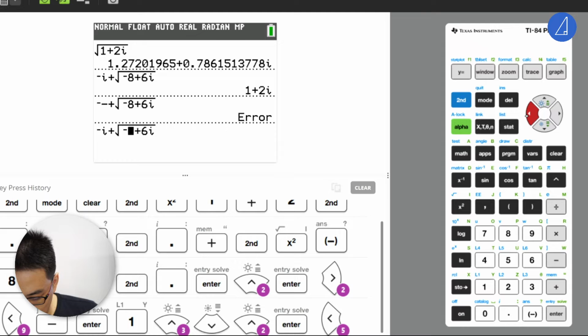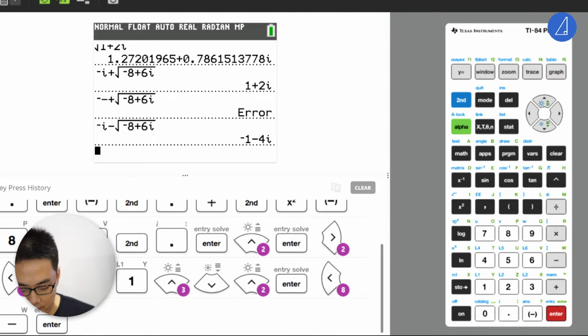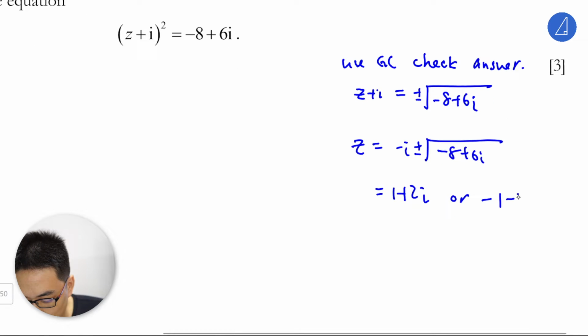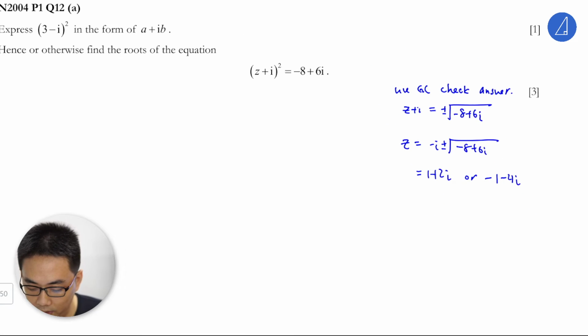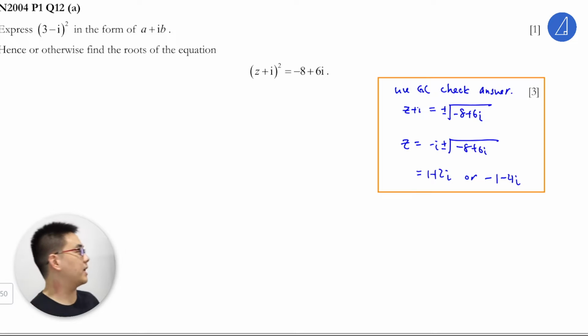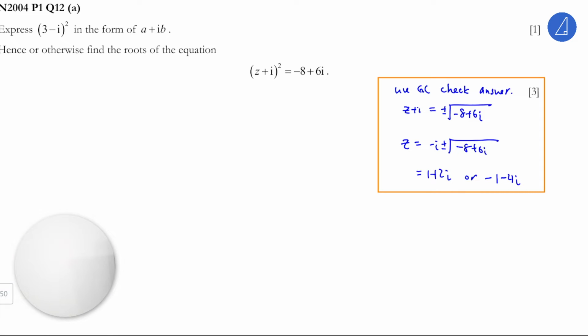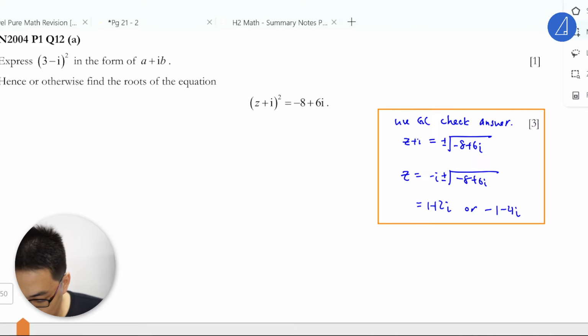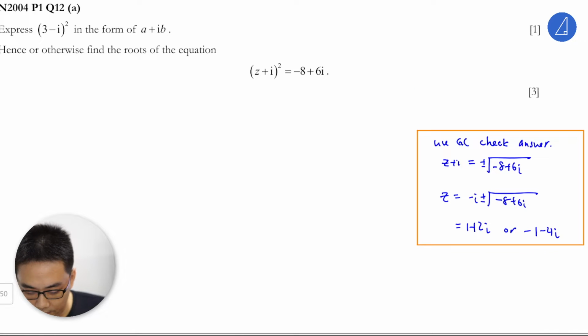Before I even start my journey in finding the answer, I just write down what I'm looking for: minus 1 minus 4i. So this is your answer scheme, very convenient. Work towards this. I'm going to put this aside, then I'm going to work towards it.